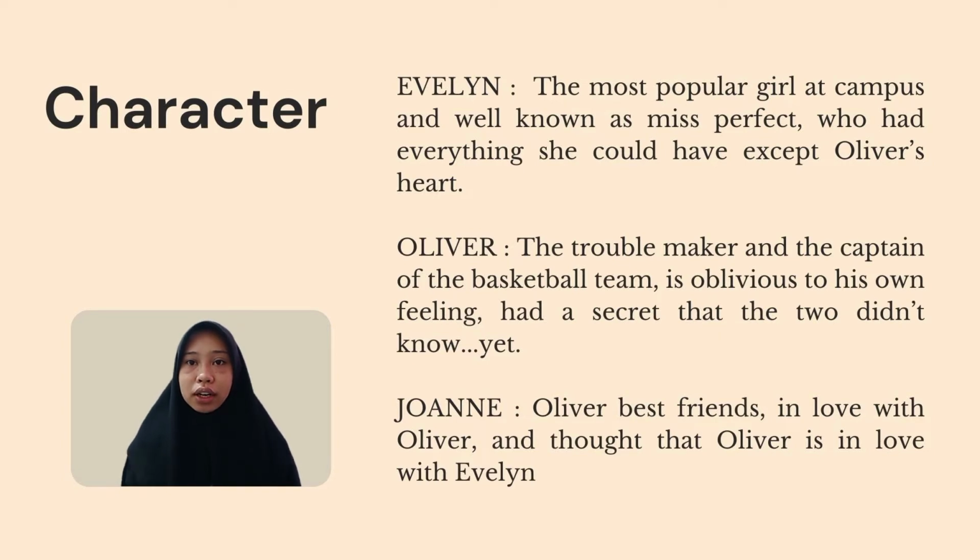Character. Evelyn, the most popular girl on campus and well known as Miss Perfect, who had everything she could have expected. Oliver, the double major and the captain of the basketball team, is oblivious to his own feelings and a secret the two didn't know yet. Joanna, Oliver's best friend, is in love with Oliver and thinks that Oliver is in love with Evelyn.